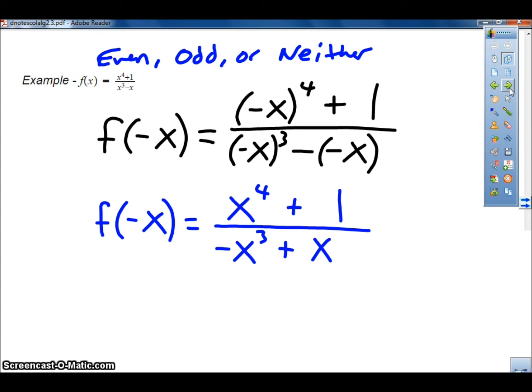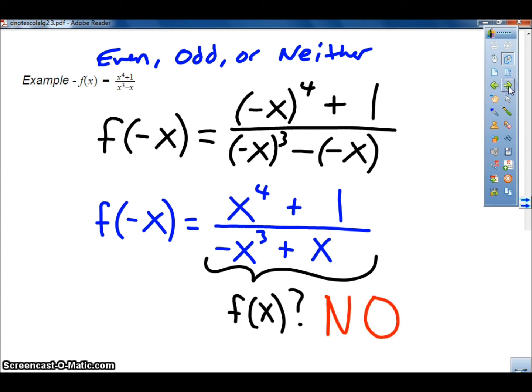In the denominator we have negative x to the third power. That answer comes out negative, so we get negative x to the third power. Then minus negative x becomes positive x, plus x. And so we ask ourselves the same two questions we asked previously. The first question is, did this come out exactly the same as the original function I started with? And the answer here is no, it did not.